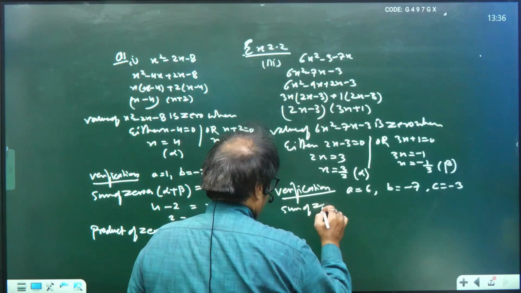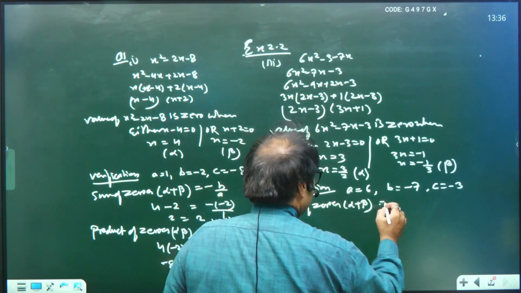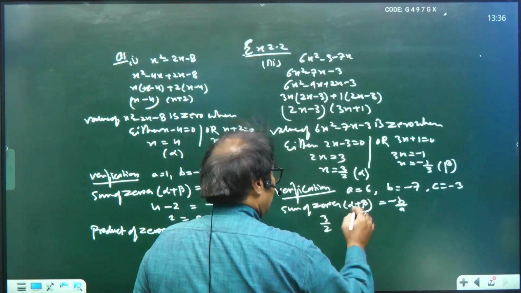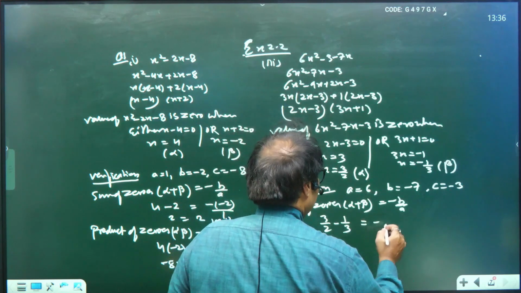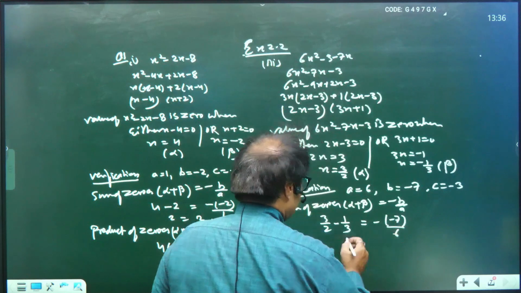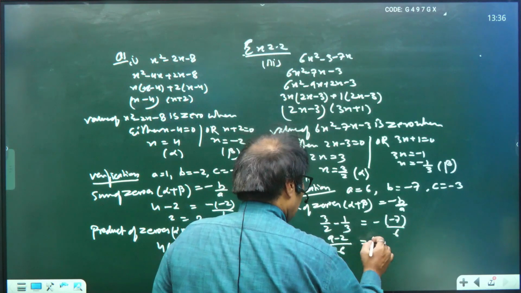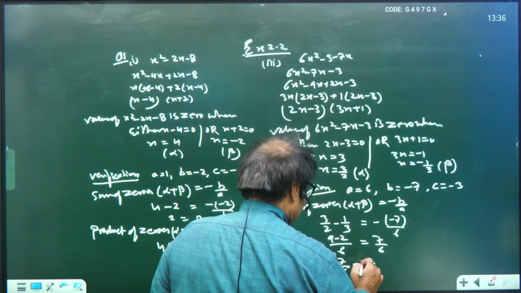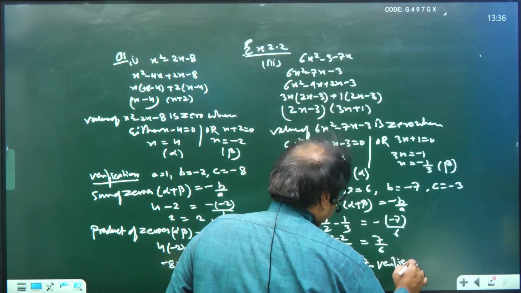Okay, and now sum of the zeros. Sum of zeros, that is alpha plus beta, is equal to minus b upon a. The alpha value is 3 by 2 and the beta value is minus 1 by 3. And here minus, the value of b is minus 7 and the value of a is 6. So the LCM of this side is 6. So 9 minus 2, 7 by 6 is equal to 7 by 6. So sum of the zeros is verified.